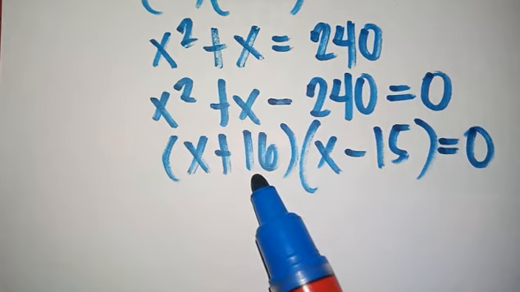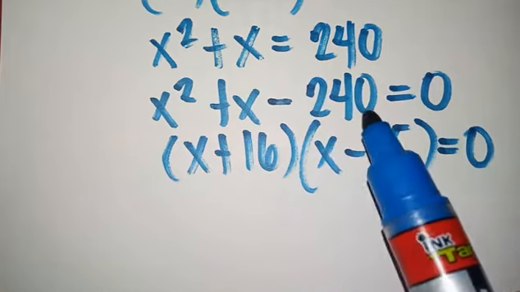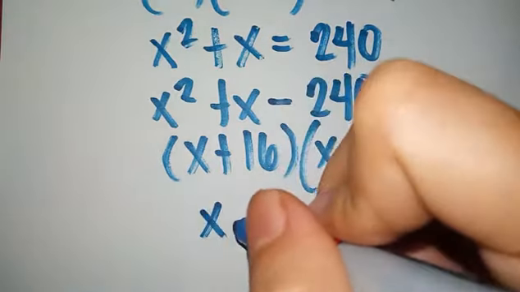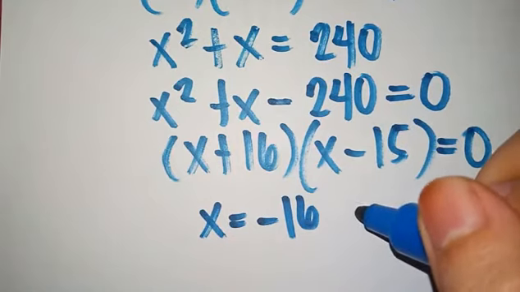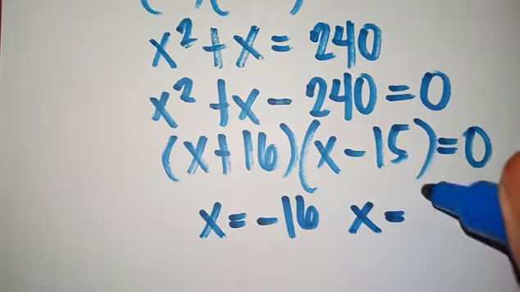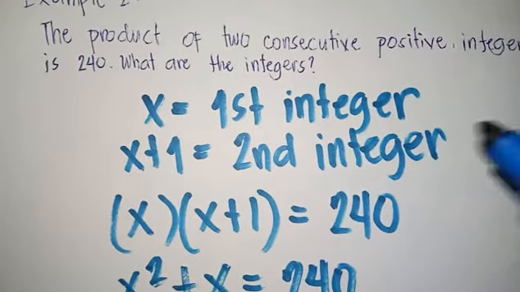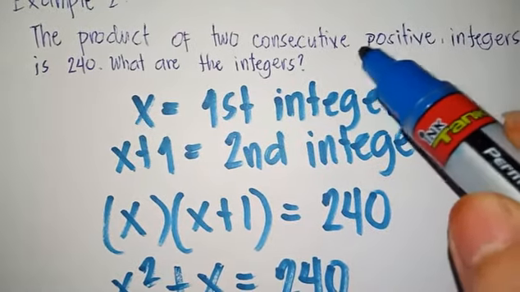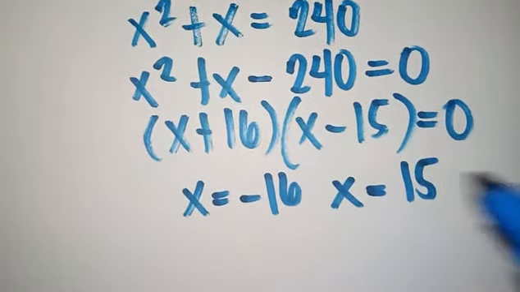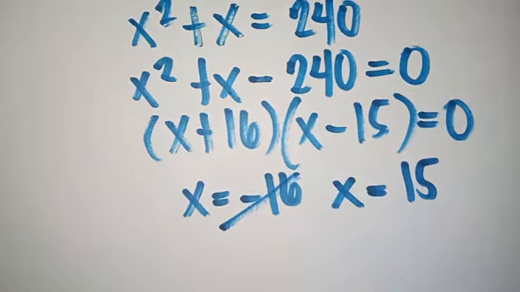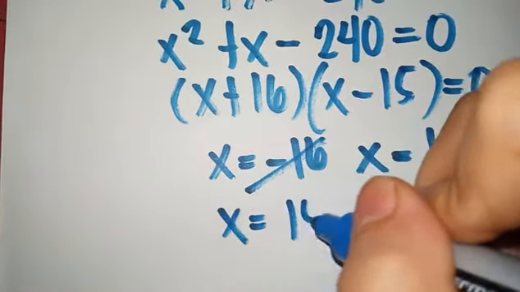And we have 16 times negative 15 will give us negative 240. Then, we have now the x as equal to negative 16. Then, yung isang x natin ay equal to positive 15. Since sinabi dito kanina na we have two consecutive positive integers, ibig sabihin, i-disregard na natin itong ating negative na x. Then, yung ating magiging first integer will be 15.